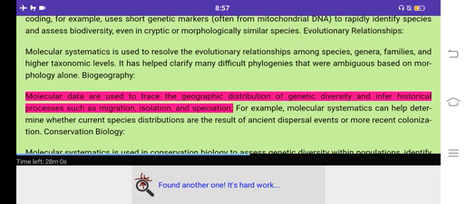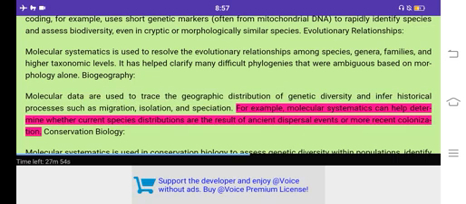Biogeography. Molecular data are used to trace the geographic distribution of genetic diversity and infer historical processes such as migration, isolation, and speciation. For example, molecular systematics can help determine whether current species distributions are the result of ancient dispersal events or more recent colonization. Conservation biology.